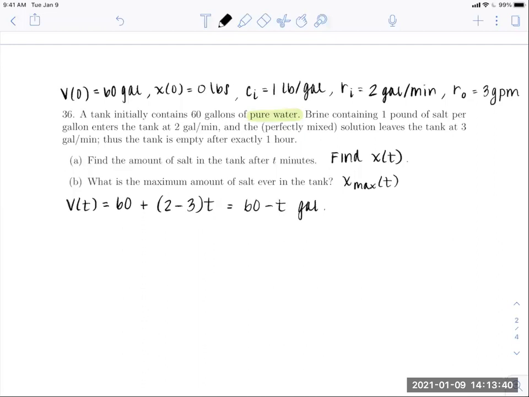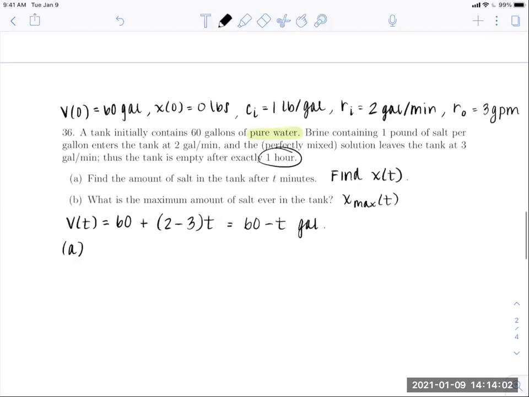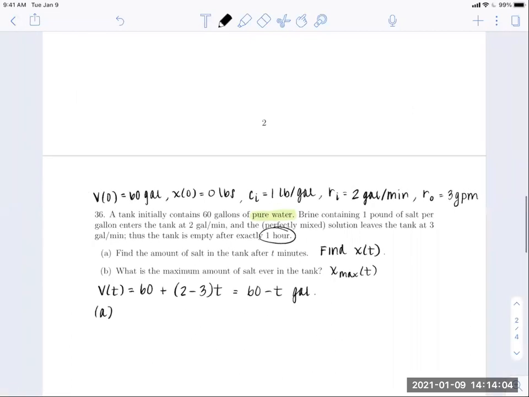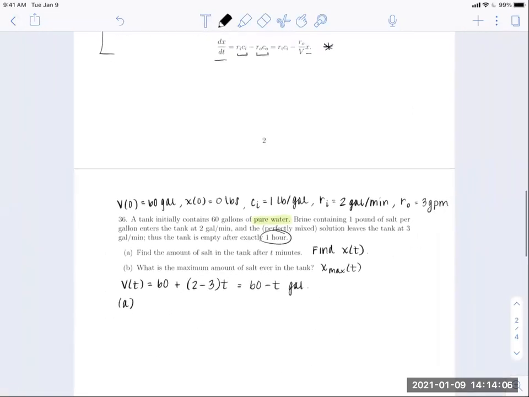All right, and so this makes sense. If T is representing minutes, since our rates are gallons per minute, then if T is exactly 1 hour, in other words, 60 minutes, our volume reaches 0. So that matches up with that piece of information. All right, so now that we have that, let's go ahead and set up part A. What I would like to do is set up my differential equation. So I'm going to scroll up a bit. Let me zoom out. Okay, there's that differential equation showing at the top of the screen.